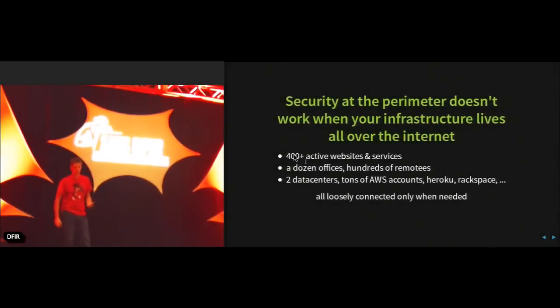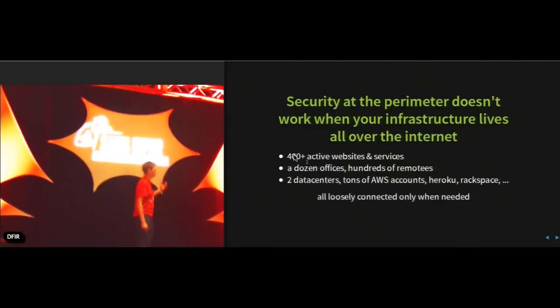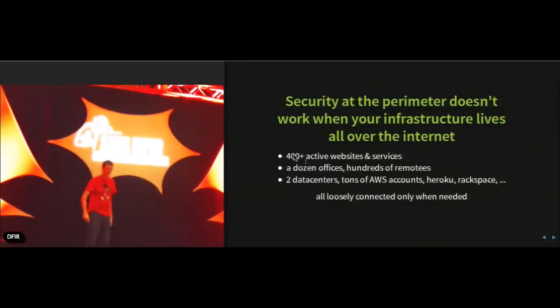So for us, security at the perimeter just doesn't work. We can't just put an IDS box at the edge of the network and say, hey, we got everything. That doesn't work because we have something like 400 active websites. And some of them are in data centers, some of them are in AWS, some of them are, I don't even know where they are.